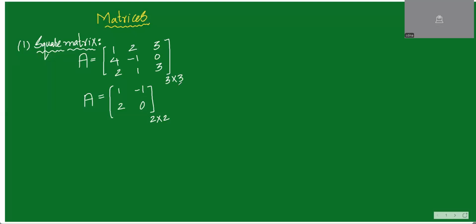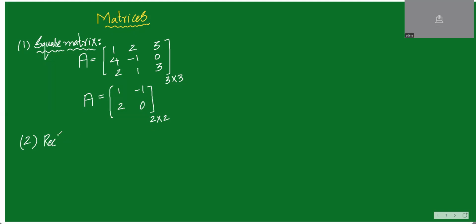This is the example of 3 by 3. We can't read it as 3 multiplied by 3; we read it as 3 by 3. This represents the dimension of the matrix. So 2 rows, 2 columns is a square matrix. In our discussion, we have to go for square matrices mostly.